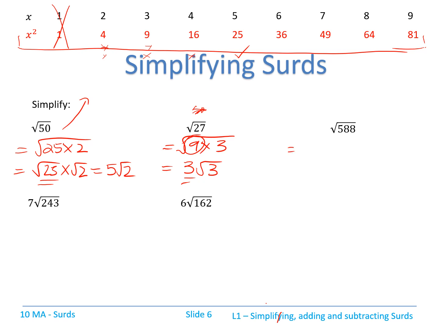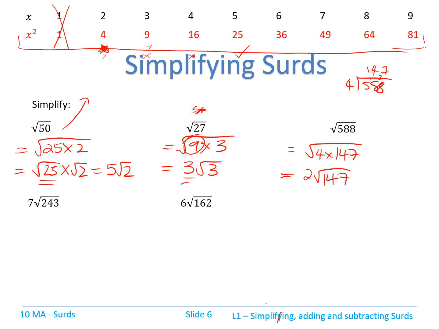Okay, this one here looks really tricky, and it is pretty tricky, but try and find a number that will go into it first. So I look at this and go, okay, 4, will it go into 588? We can just test quickly. 588. 4s into 5 goes once, into 18 goes 4 times with a remainder of 2. I get 147. So I can say that is 4 times 147, but we know that the square root of 4 is 2, so 2 root 147. Do we stop there?